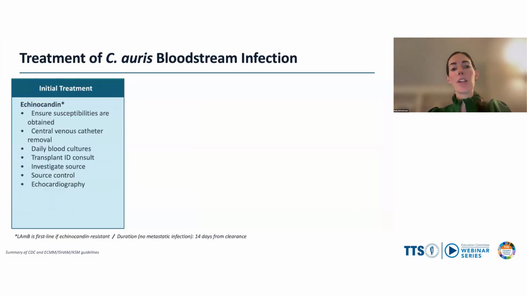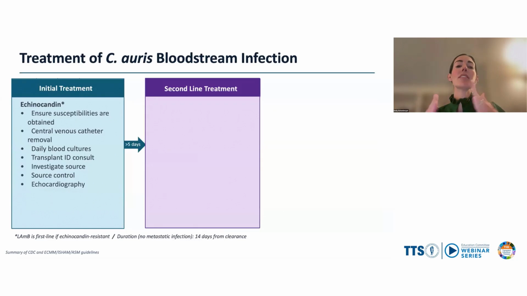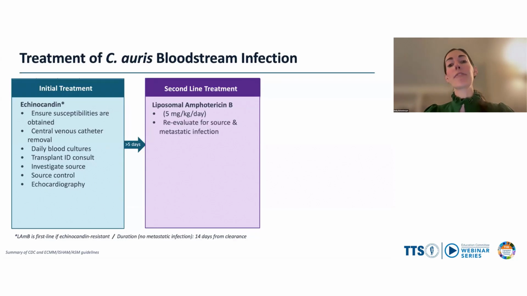So coming back to our treatment algorithm, the guidelines indicate that for persistent fungemia, so patients who have greater than 5 days of positive blood cultures on appropriate therapy, we may want to consider second-line treatment options. And the guidelines indicate that a switch to liposomal amphotericin B may be helpful. And note that the dose is actually 5 mg per kg per day and not 3 mg per kg per day. It's important to reevaluate for source of infection, metastatic foci of infection, so CT scans, PET scans, etc., to make sure we've caught all sort of hidden nidus of infection. Performing source control whenever and wherever possible.